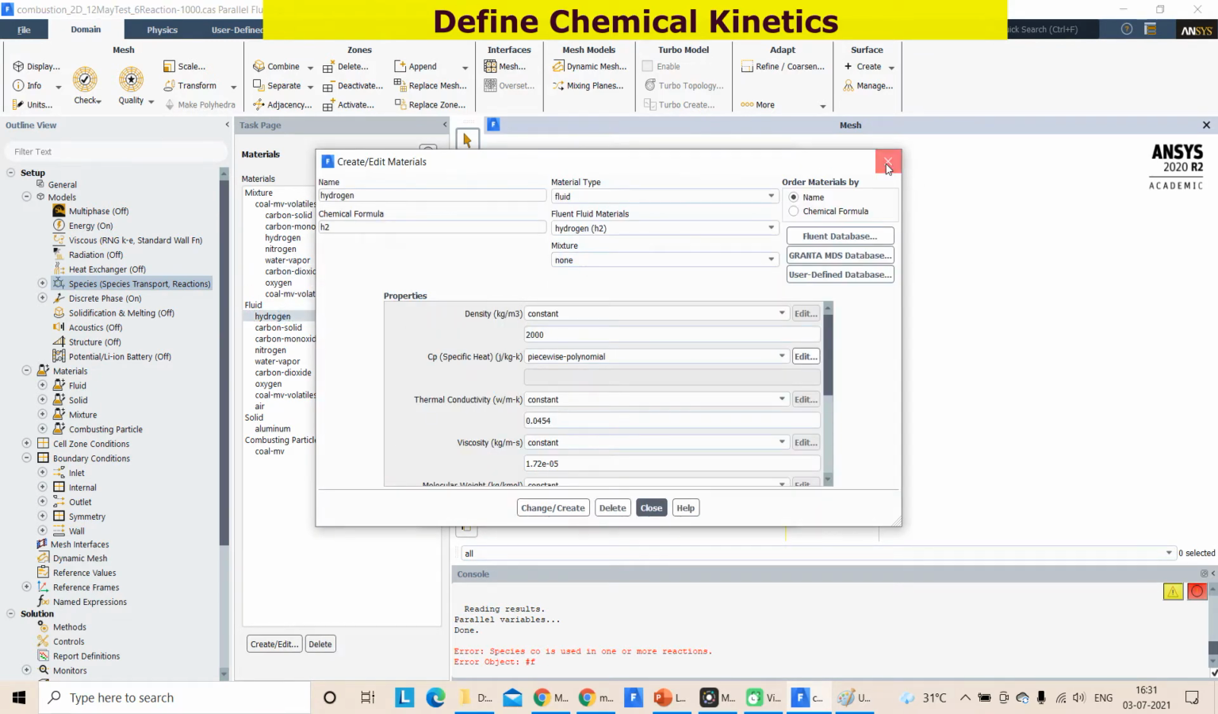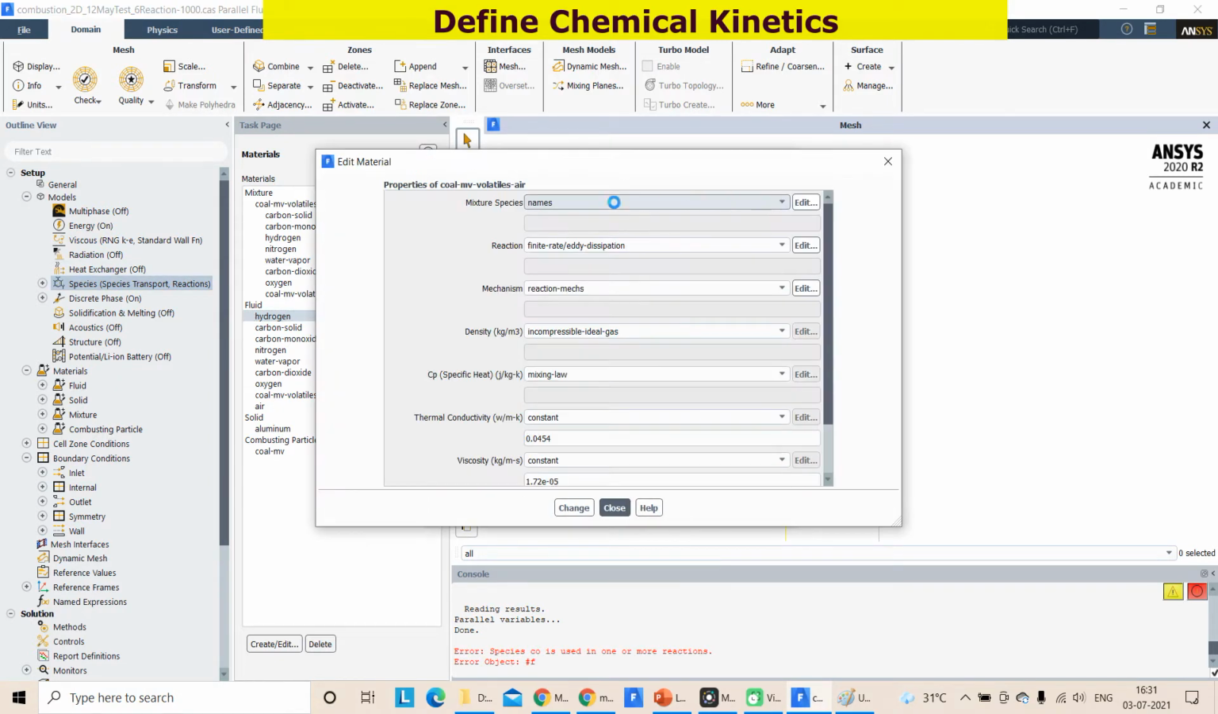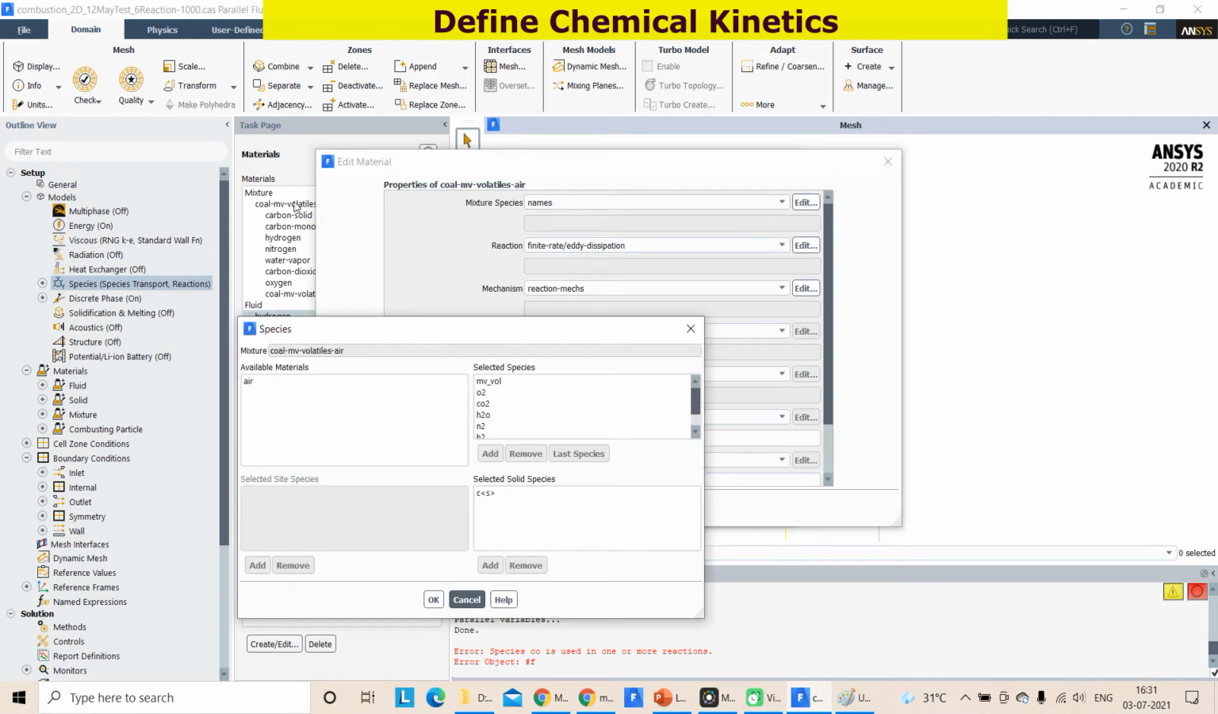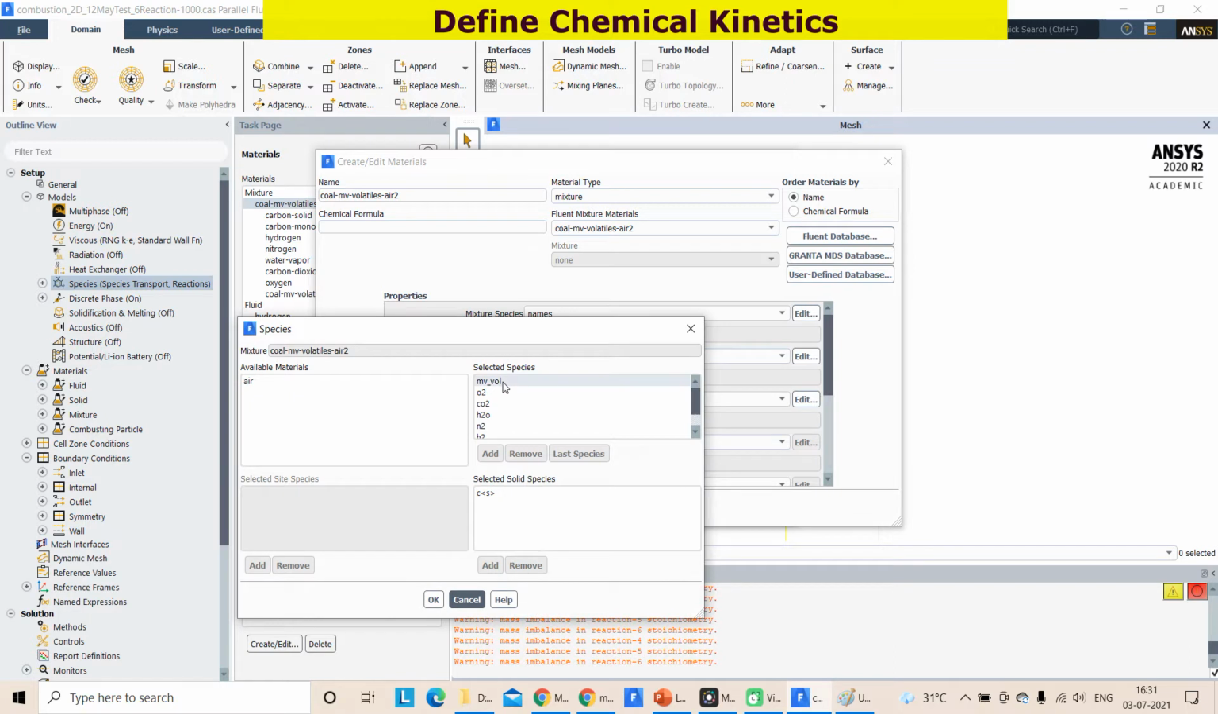Okay. These species are hydrogen, and after adding these, whatever species we added will be added in the mixture template. Okay. And this mixture template we can change. I can modify this, I can go to the coal volatile mixture. This I can change, this mixture volatile model. This mixture template we can change. Whatever species we add, initially these species will be on the left side. After that, you have to click the option here.